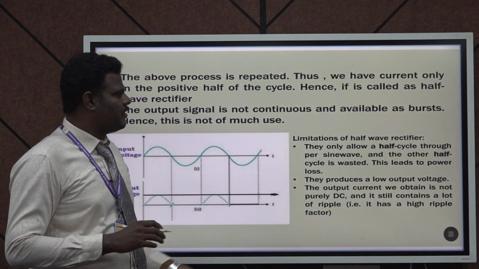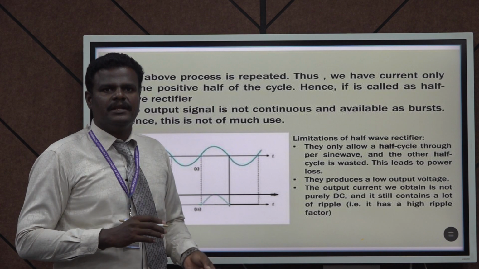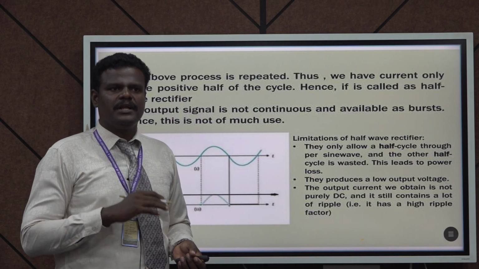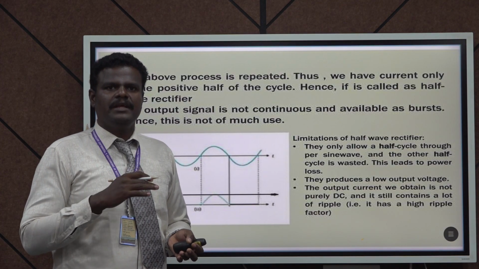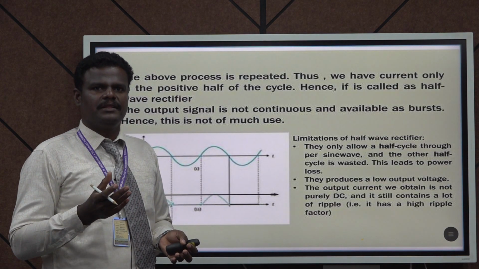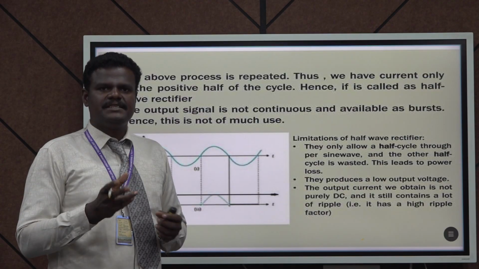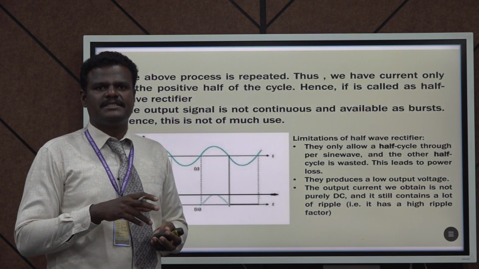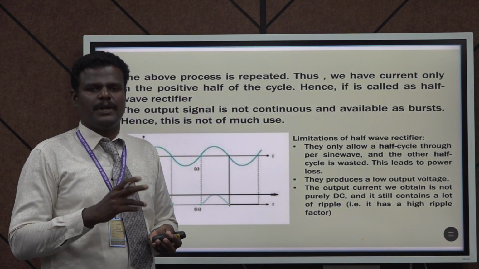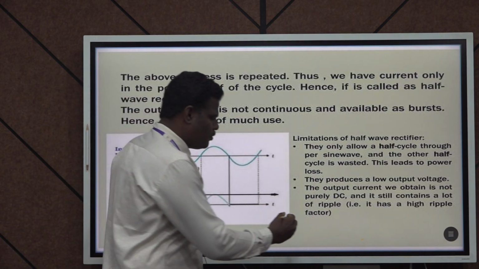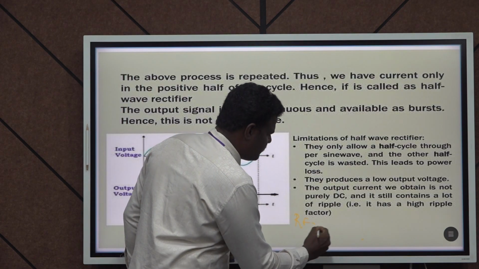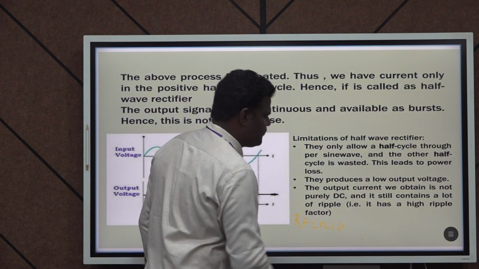The limitations of half wave rectifiers start with the ripple content. What do you mean by ripple content? We are using a rectifier for converting AC into DC, but the AC component present on the DC side is called the ripple factor. So we need to eliminate that ripple. The ripple factor is 121% for a half wave rectifier.